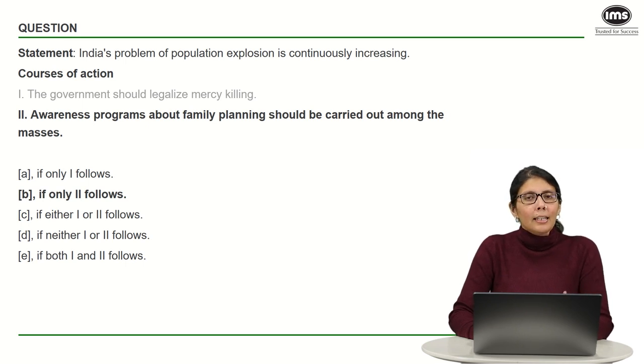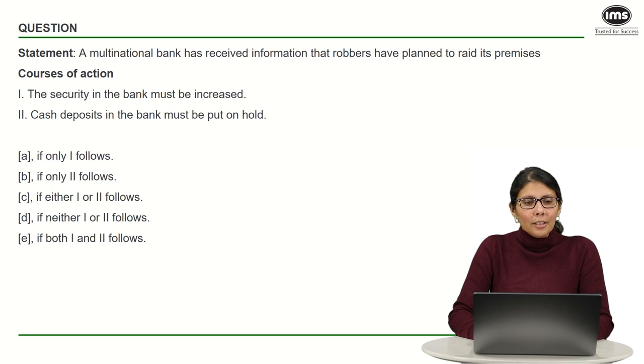You should use the learning in this question and apply it to the next few questions in this video. Let's take a look at the next one. Another interesting situation here. A multinational bank has received information that robbers have planned to raid its premises. What is the bank supposed to do? Give it some thought, pause the video and select your answer. Now, let's understand that the course of action that you decide upon has to be logical.